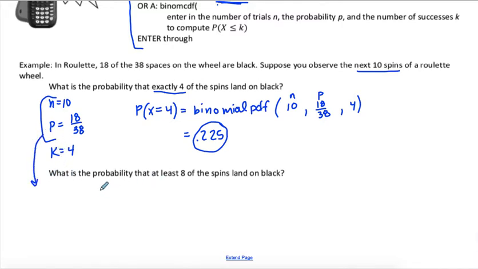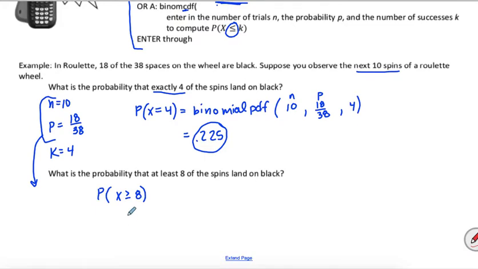It says, what is the probability that at least 8 of them land on black? All right, so this is where we would use the CDF command on our calculator. CDF is going to be less than or equal to. So right away we have a red flag going off here, and our red flag is that our symbols don't match.